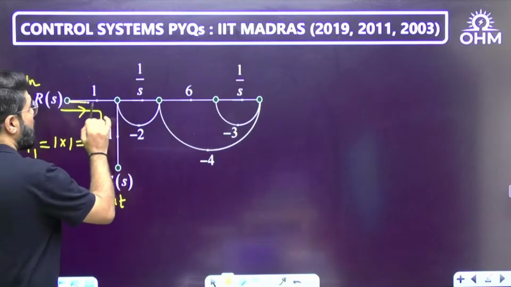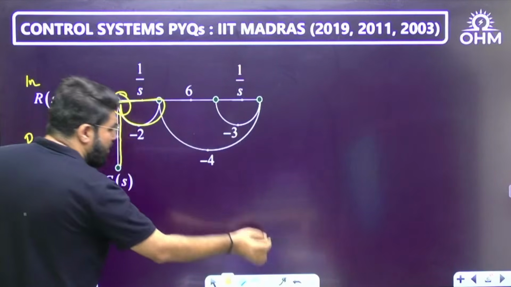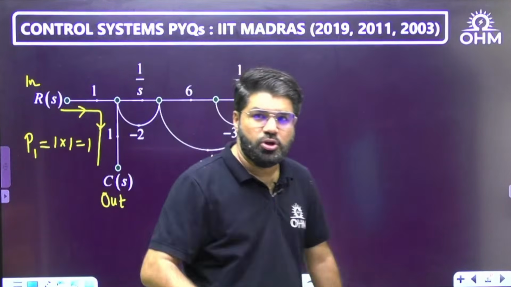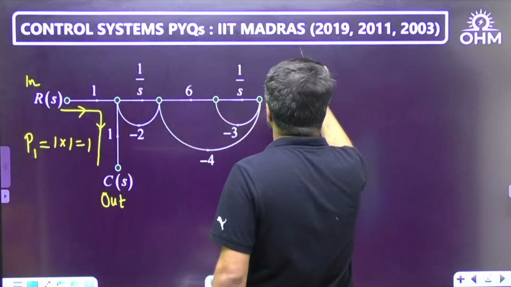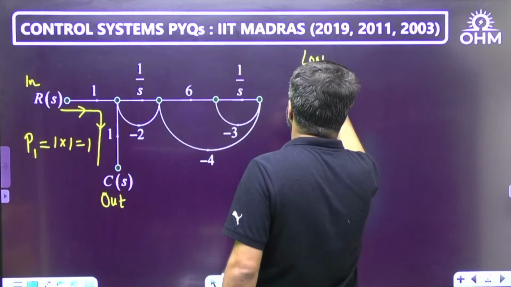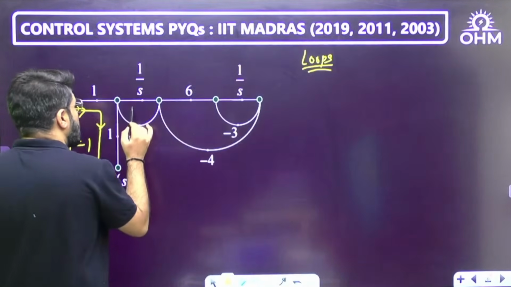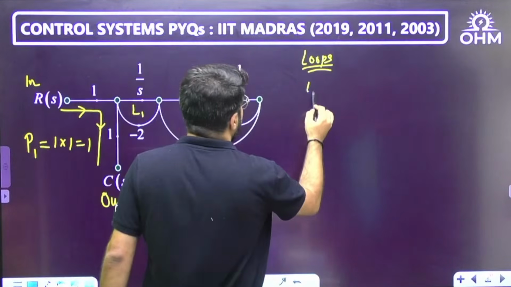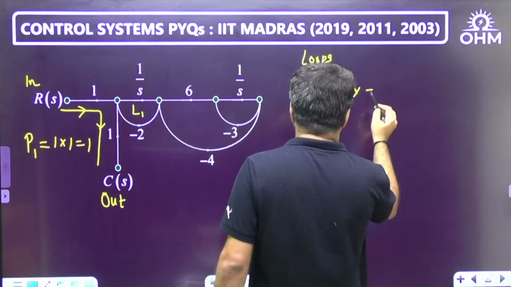At any cost you cannot go and return and come to the output, because in between you will repeat a node, and that is not allowed. When you go from input to output, none of the nodes in between should be repeated. So this is the forward path, only one forward path, but what are the loops, the closed loops? Very clearly you see this one loop, I'll call it L1, which is built out of that 1 by s integrator gain multiplied by minus 2.